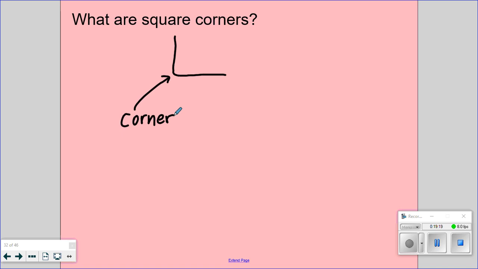In 4th grade, you will talk a lot about measuring the distance on the inside of that shape. The distance of the inside of this corner right here, that is called an angle. You've probably heard that word before. An angle is the measurement inside a corner.